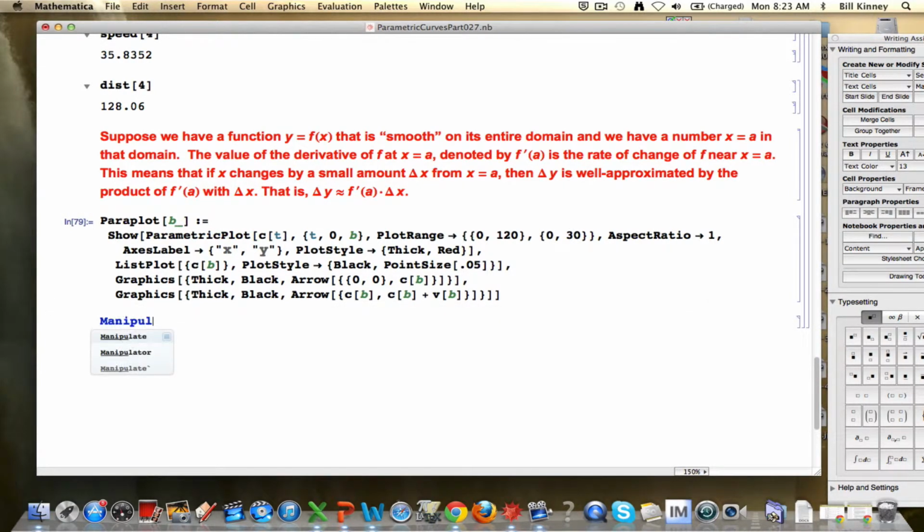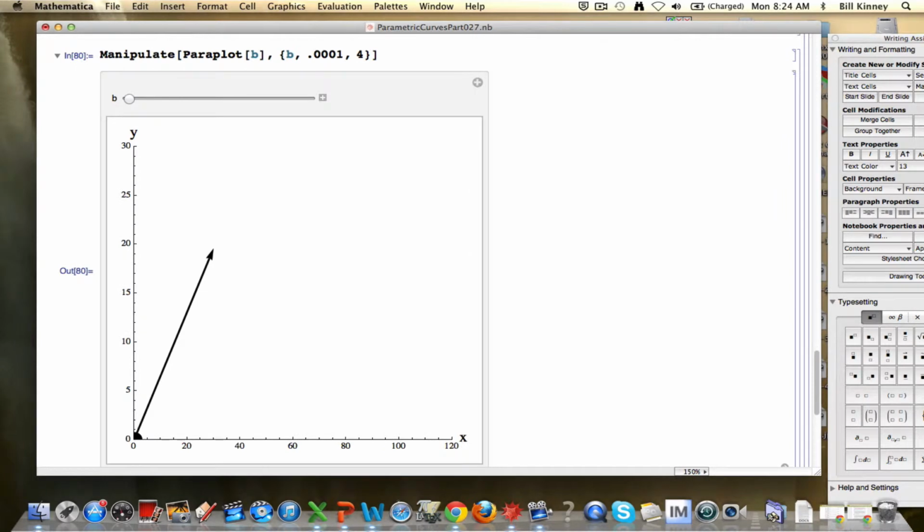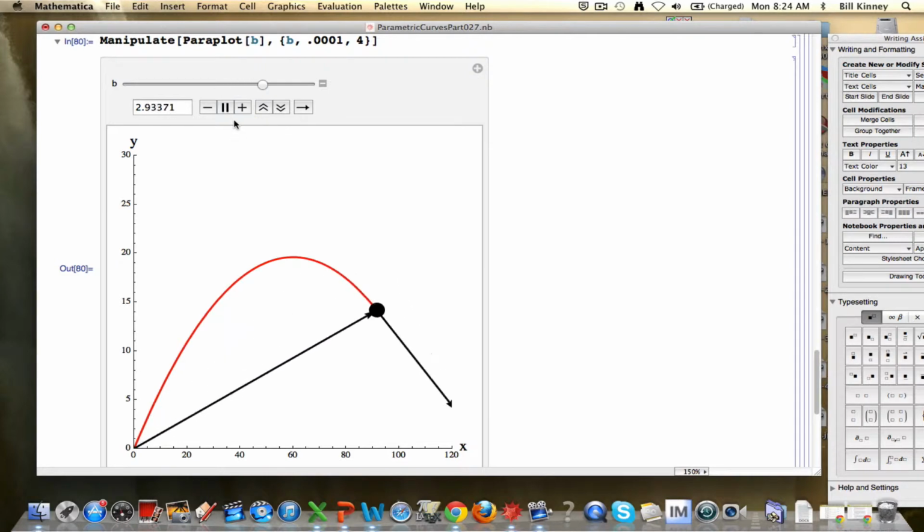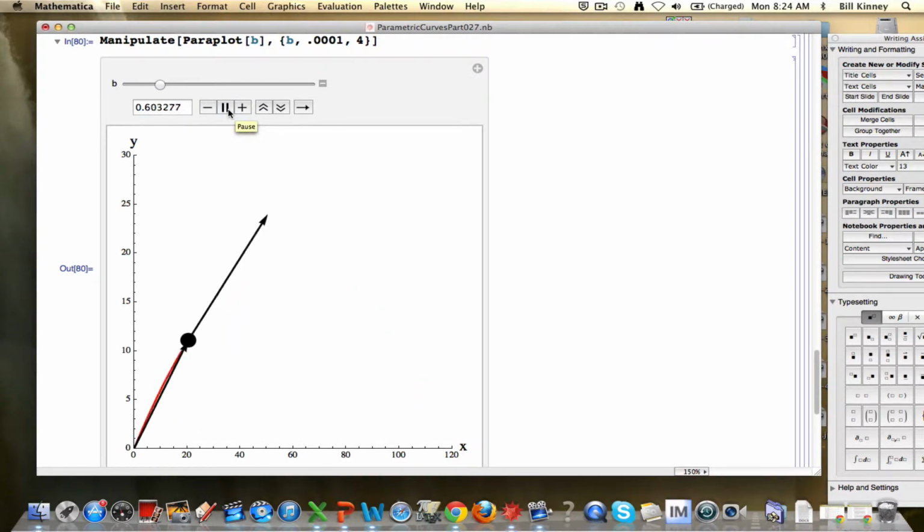I'm actually going to change some other things too, but now that I've defined this ParametricPlot of B, I can now put it in Manipulate, and with a very simple looking command, I can generate that graph that was in the upper left corner, and you can now see it's bigger. So there's our ball moving through space. You can see the arrows more clearly now because it's bigger.